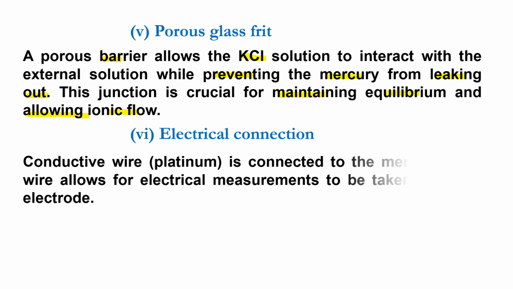Electrical connection. A conductive wire, or platinum wire, is connected to the mercury. This wire allows electrical measurements to be taken from the electrode.